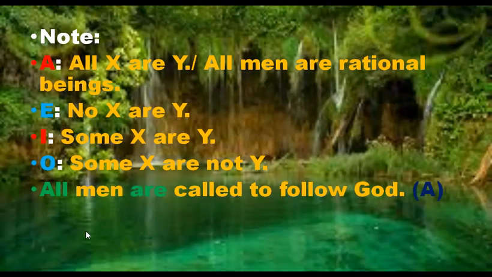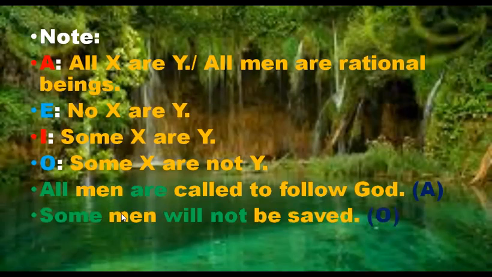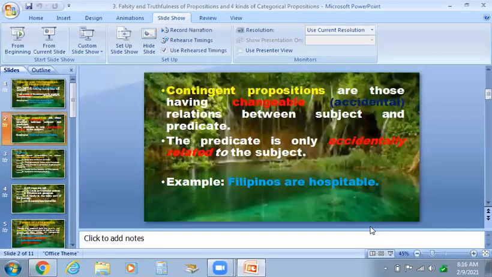For example, all men are called to follow God, universal affirmative. All men are, so affirmative. And then some men will not be saved. No? So some dito, particular, will not, ito ay negative. No? So particular negative. Okay, class, do you understand? Now let's go to the next PowerPoint slide presentation.